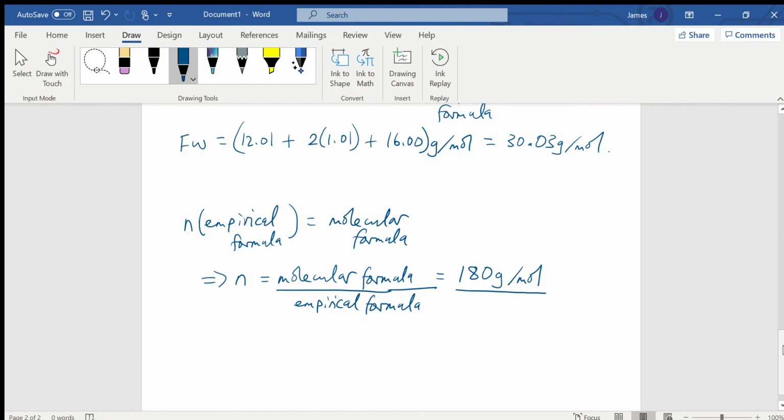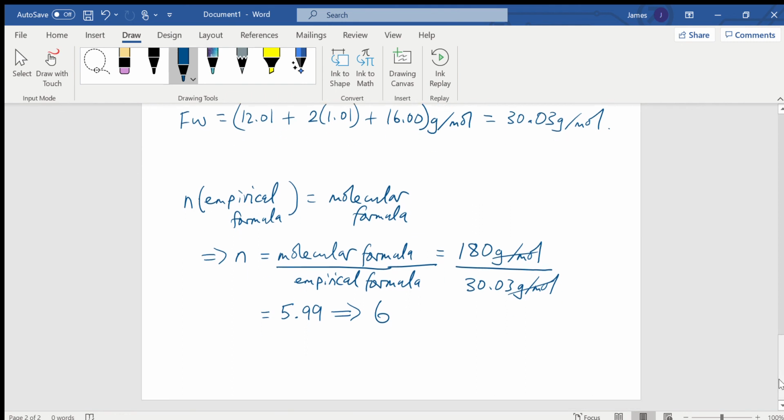And we've just calculated through honest blood, sweat, and tears that the weight of the empirical formula is 30.03 grams per mole. So those units are going to cancel. n is a unitless integer. The calculator is going to return a value of 5.99, which clearly, if we have to report a whole integer, just means that it's 6.